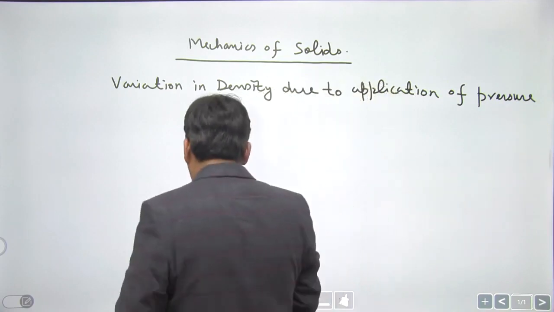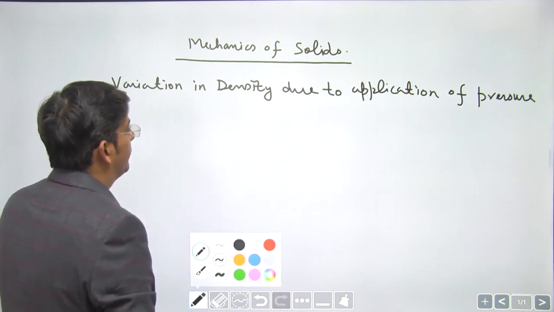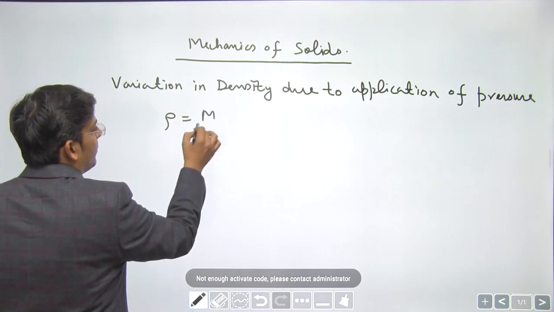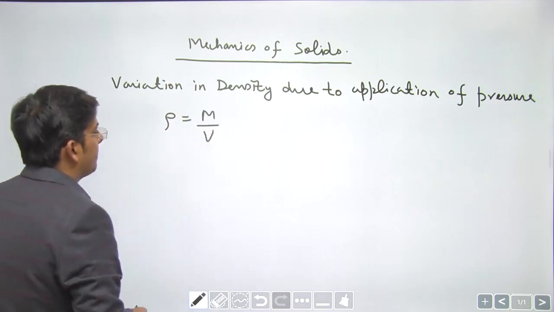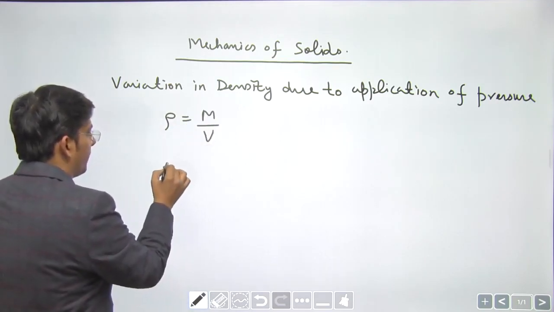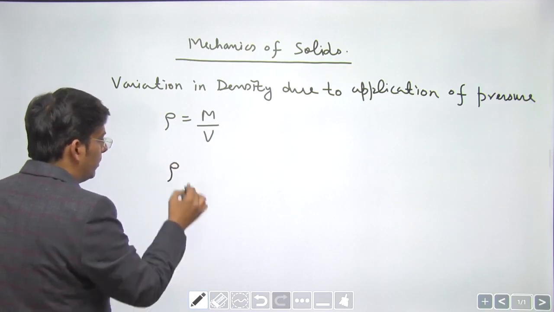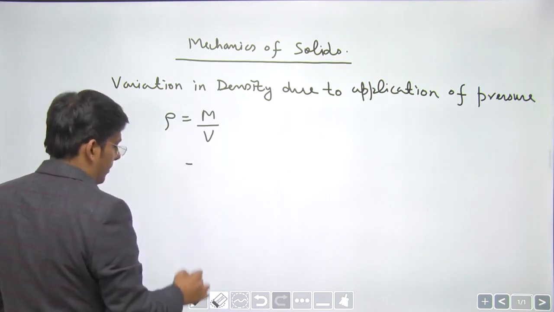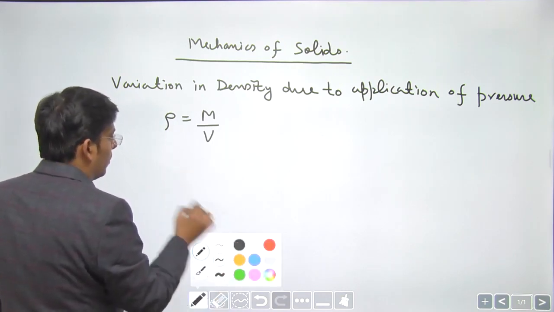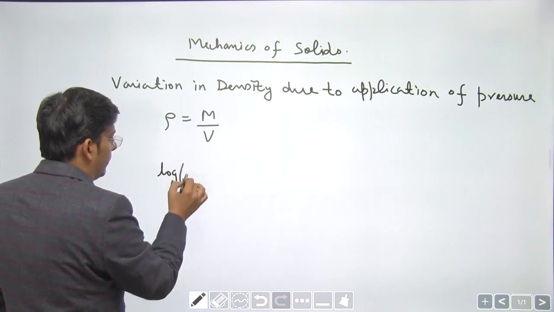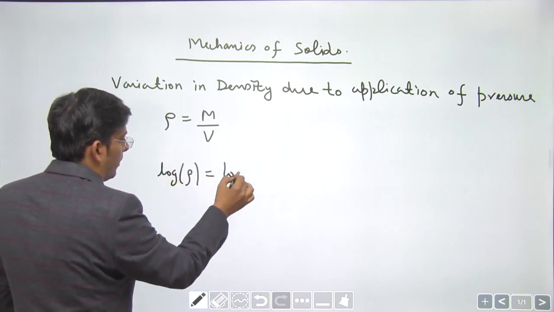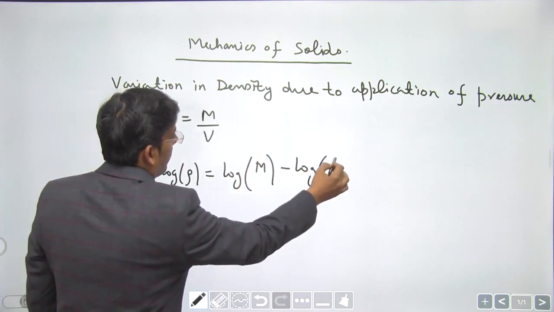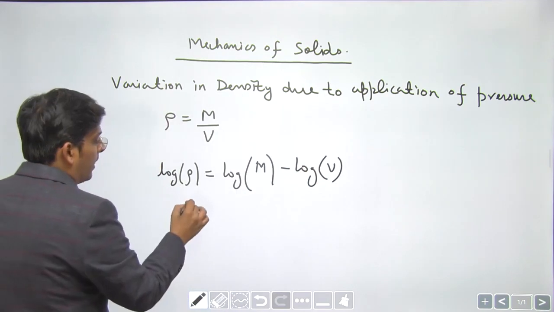So now, density is going to be mass by volume, right? So you just take log on both sides. Log rho is going to be log of m by v, log m minus log v. Log a by b is log a minus log b. Now you differentiate both sides.